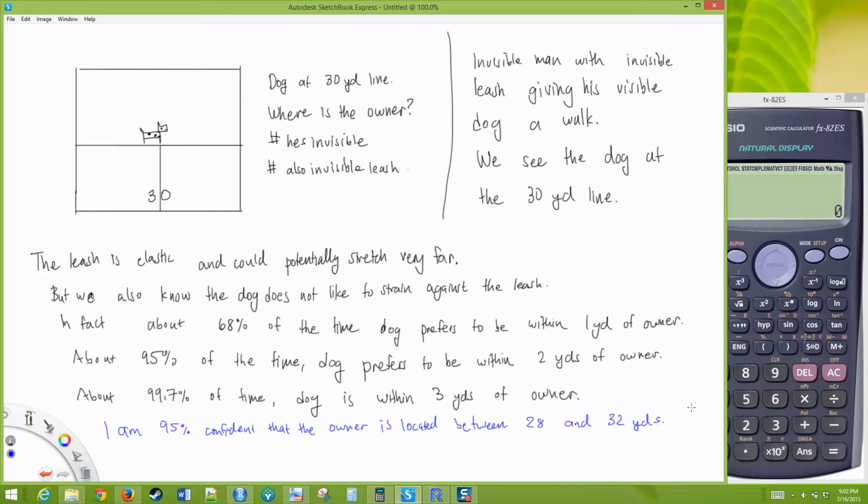Because even though the owner is invisible, we understand the behavior of the dog, and so we can make a statement like, I'm 95% confident that the owner is between 28 and 32, because we know the dog doesn't like to stray more than 2 yards from the owner 95% of the time. Okay, or, you know, if I wanted to lower my confidence, if I'm okay with only being 68% confident, I can say I'm 68% confident that what?